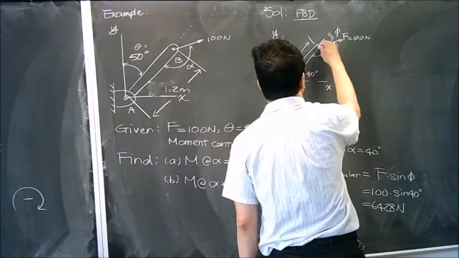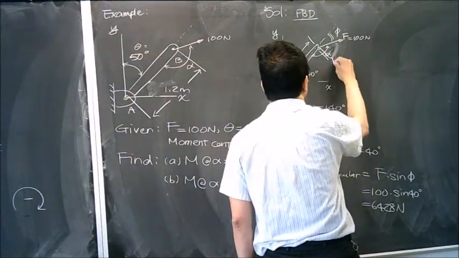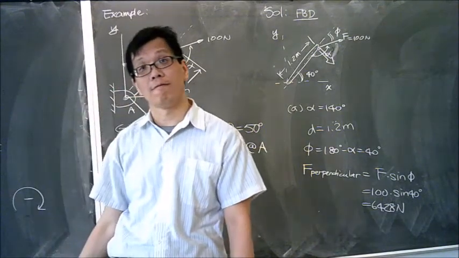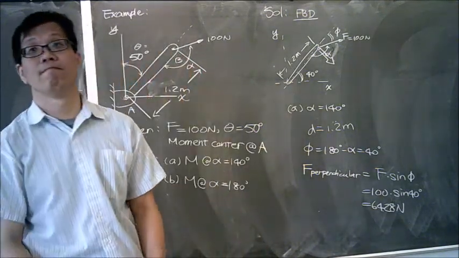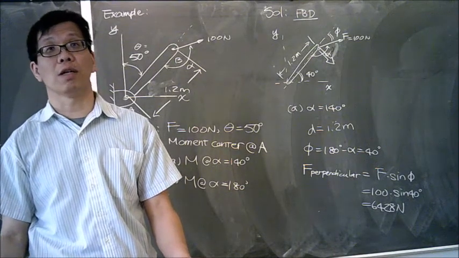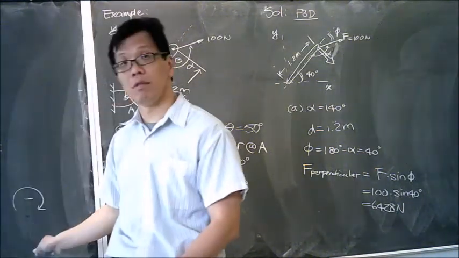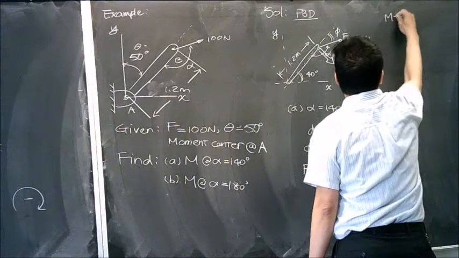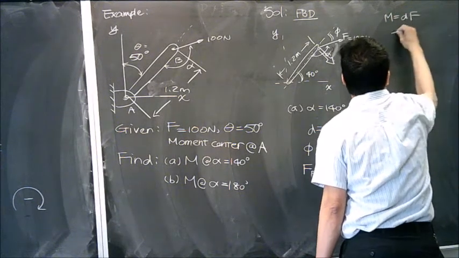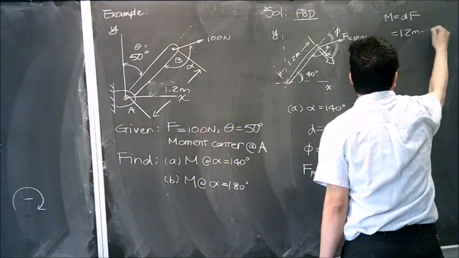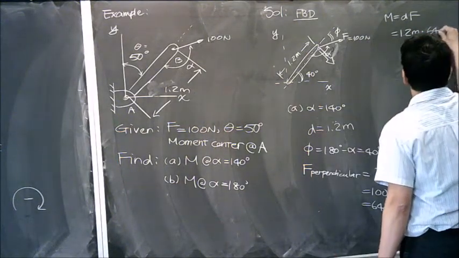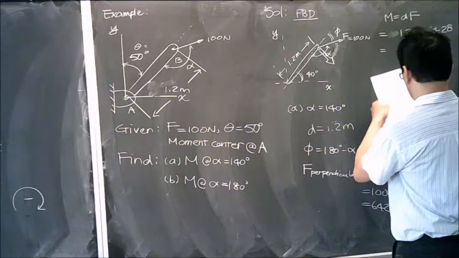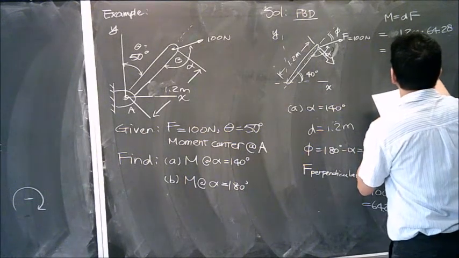Okay, second question. Is this going to be clockwise or counterclockwise? Clockwise, right? So when it's clockwise, is this moment positive or negative? Negative. So M equals d times F. d is what? 1.2 meter. F is what? 64.28. If you multiply those two numbers together, you're going to get 77.13.